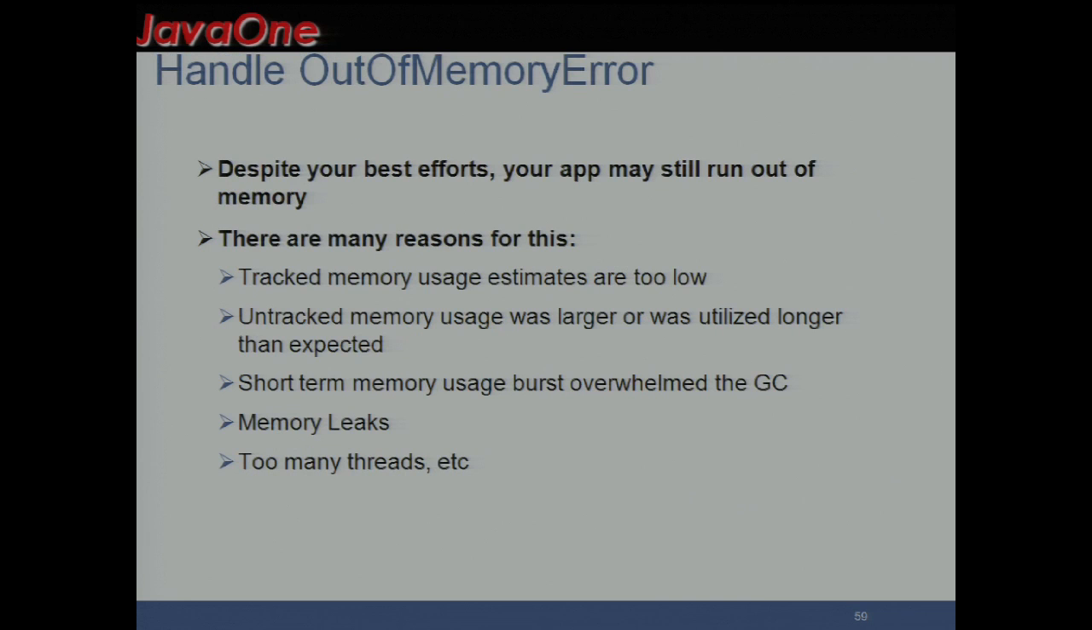All right, so despite everything you do, you get an out-of-memory error. So why would that happen? Well, maybe your memory usage estimates were too low. Maybe all that memory you decided you weren't going to track used more memory than you thought it was going to. Or maybe there was just some short-term burst that overwhelmed the garbage collector and it just couldn't handle it. Or maybe you got a memory leak. Or there are too many threads. There are just a lot of reasons why this could happen.